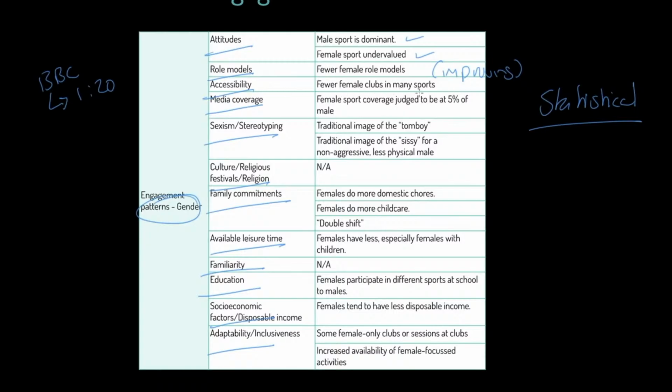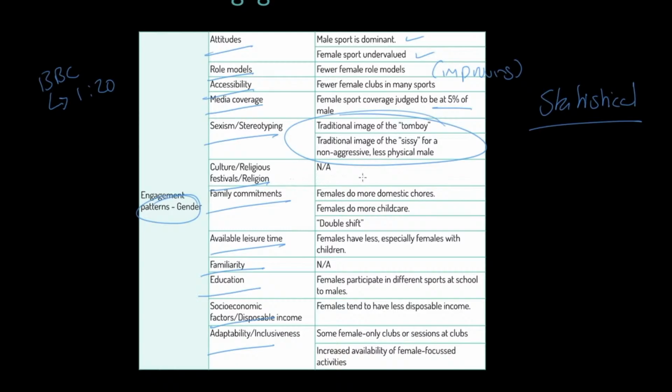Accessibility, there's fewer female clubs in many sports. Think about cricket, rugby. Media coverage, female sport coverage judged to be at 5% of male, hence my stat, 1 in 20. Sexism, stereotyping. There's the traditional image of the tomboy for a female who's very, very sporty. We've got the traditional image of the sissy for a non-aggressive, less physical male. Now, guys, can we please recognise that these are historic terms and are effectively stereotypical labels? We're not advocating their use in any way, shape, or form.